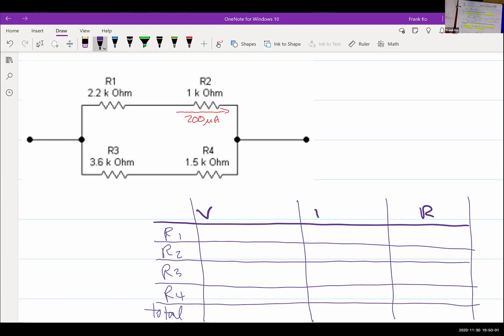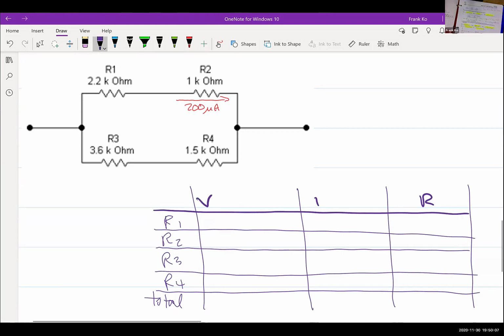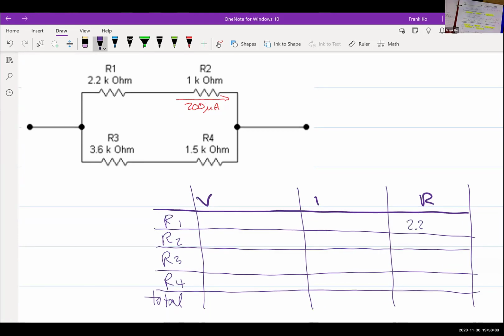So let's go ahead and fill in our known quantities, yeah? R1 happens to be 2.2 kilo ohms. R2 is 1 kilo ohm. R3 is 3.6 kilo ohms. R4 is 1.5 kilo ohms. So far, so good? Okay.